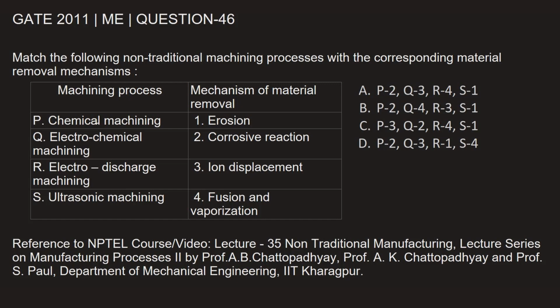The mechanisms of material removal that are given are number 1 erosion, number 2 corrosive reaction, number 3 ion displacement, and number 4 fusion and vaporization. Let me explain the answer now.